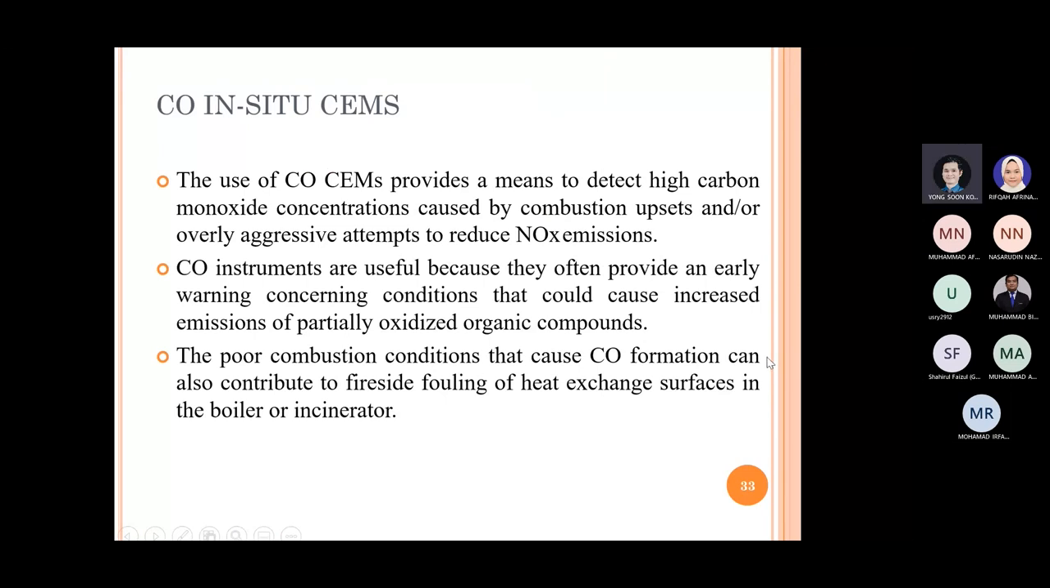I think this one I already mentioned, so I won't talk too much on this one. So I'm going to skip this one.